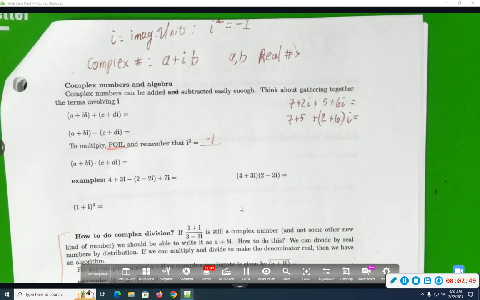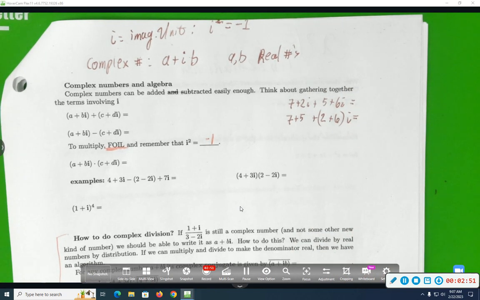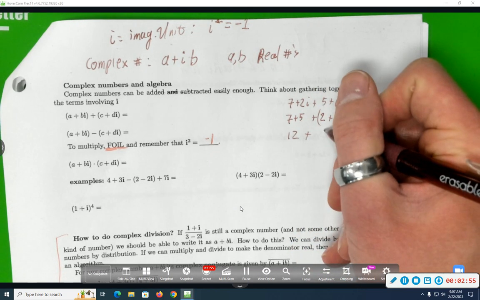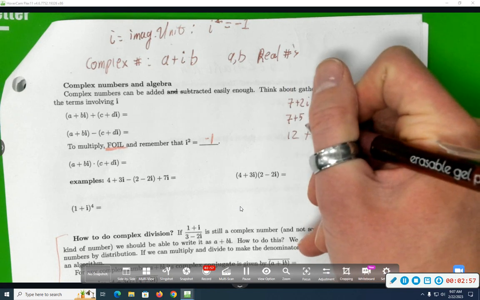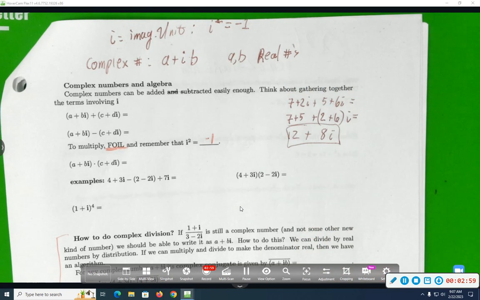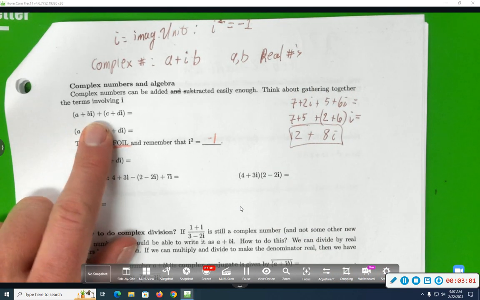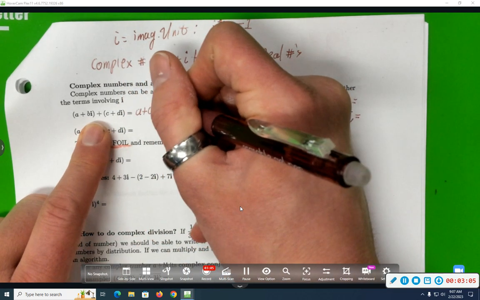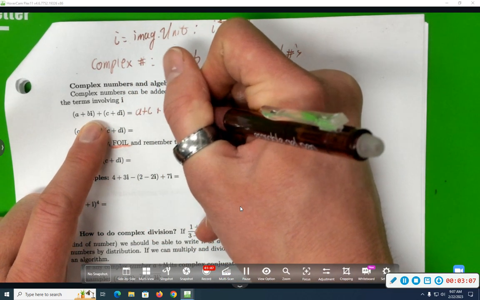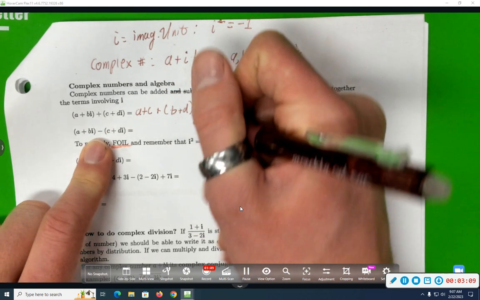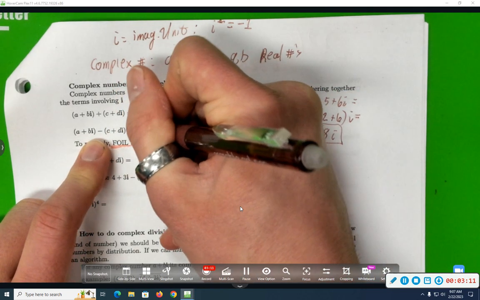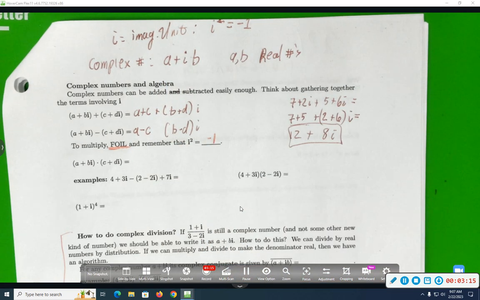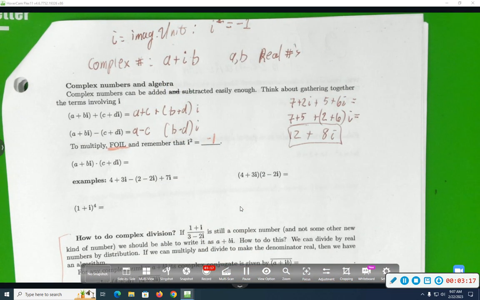Nice. And now we know everything. What's 7 plus 5? 2 plus 6. There you go. That's how you add numbers. If you want to add two numbers together, just add the real bits and add the imaginary bits. If you want to subtract, do the same. Seem pretty okay?